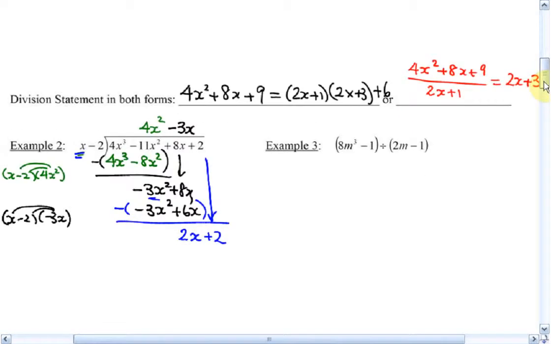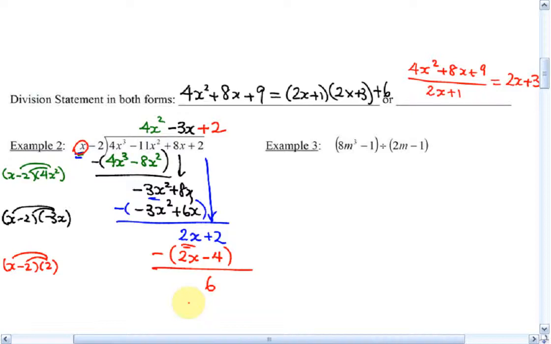And ask yourself the same question now. x times what gives you 2x? 1. x times what gives you 2x? 2. Good. Take the x minus 2, multiply that by 2, distribute and stick it underneath. Finally solve, and what do you get as your remainder? 6. Good.